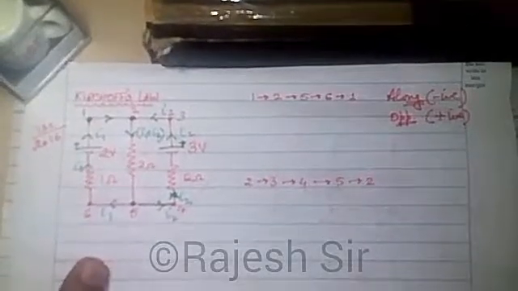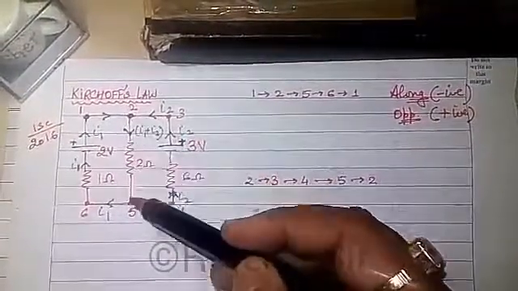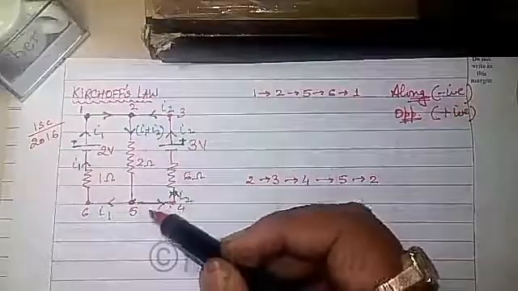So let me solve it out for you. From 1 to 2, if I travel, there is no circuit element, so forget about it, there is nothing to be done over there. From 2 to 5, if you notice, I am traveling along the direction of current, isn't it?